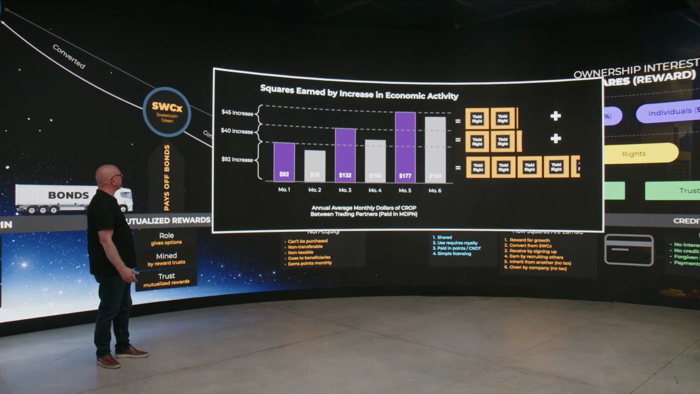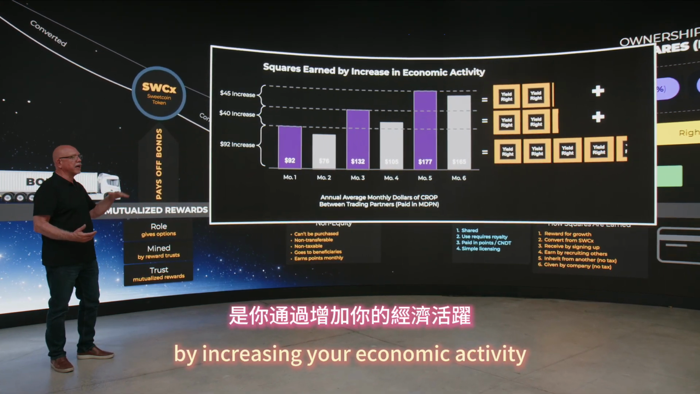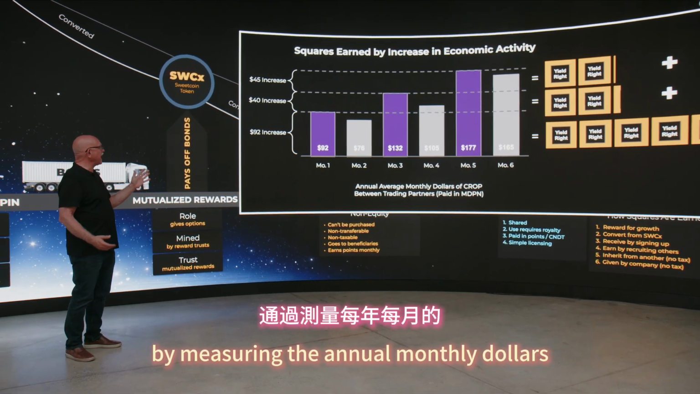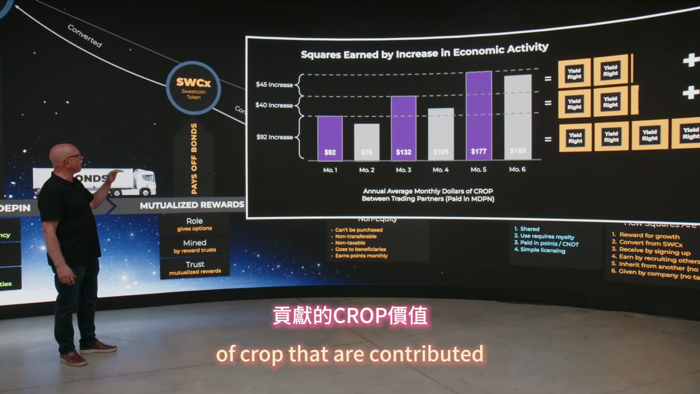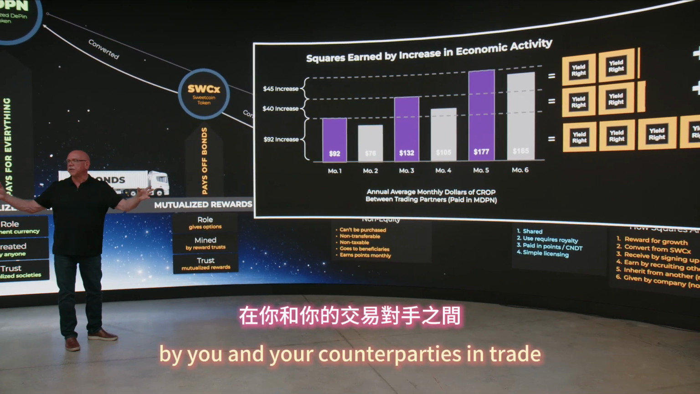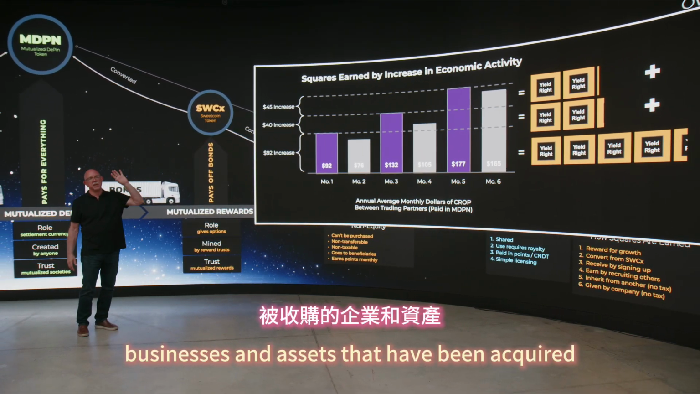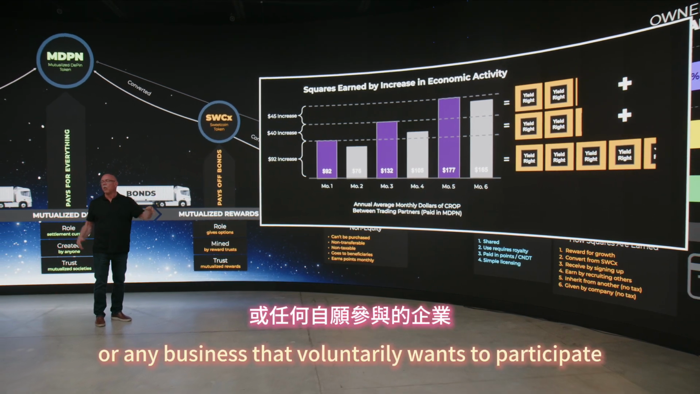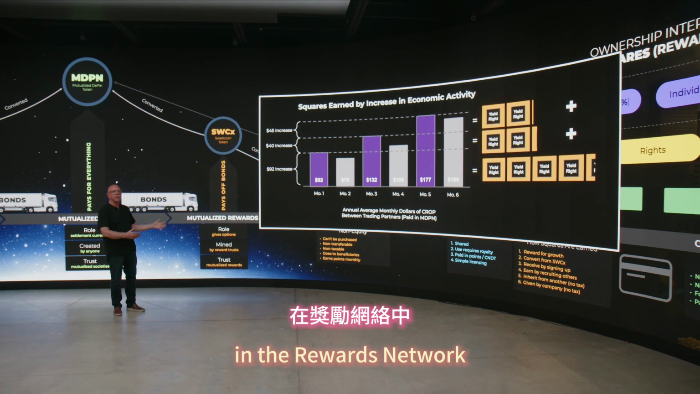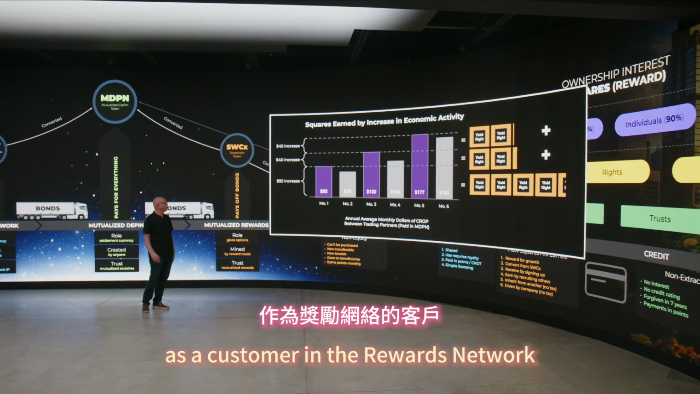Now, the final question that we have is, well, how do I earn these squares? How do I get them? Well, the way we get them is that you earn them by increasing your economic activity. This is measured by measuring the annual monthly dollars of crop that are contributed by you and your counterparties in trade, when you use businesses and assets that have been acquired by the trusts or any business that voluntarily wants to participate in the rewards network, and any party who wants to participate as a customer in the rewards network.